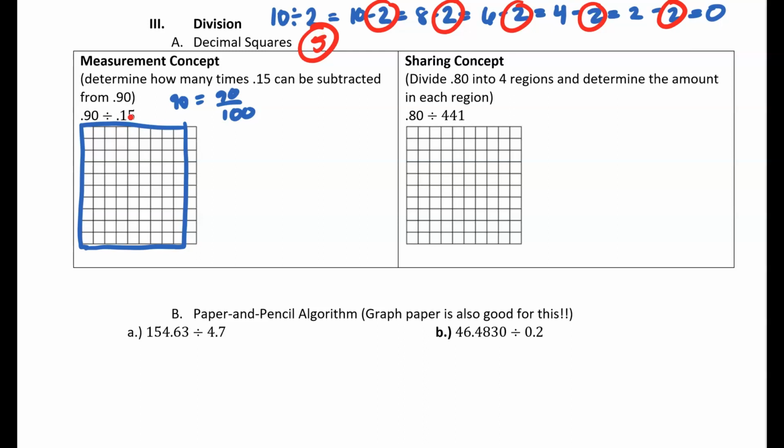So we're going to see how many times we can take off 0.15. Now 0.15 is the same thing as 15 hundredths, or 15 of these little squares. So I'm going to count 15. So 1, 2, 3, 4, 5, and then this column is 10. So there's one group of 15, and then I'm going to do it again. So 1, 2, 3, 4, 5. Okay, so I did it once, twice, and then I'm going to do it again. Did it 3 times. I'm going to do it again.